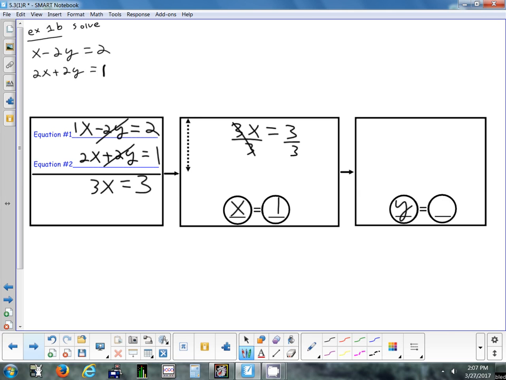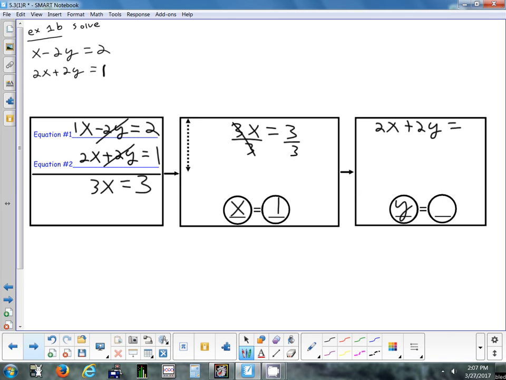Yeah, we're going to plug it in. This part is just like substitution now from last week. Which equation do I have to use, the top one or the bottom one? It doesn't matter, you can use either one. Pick whichever one you think is easier. The bottom one. Okay, let's do the bottom one.